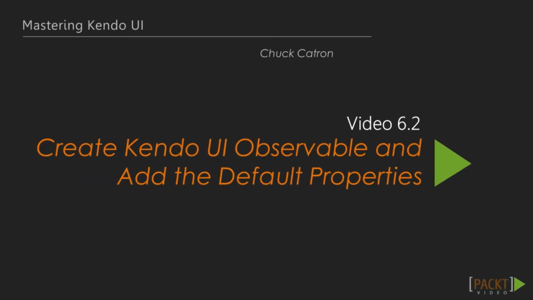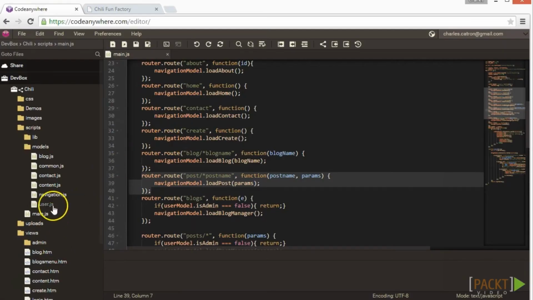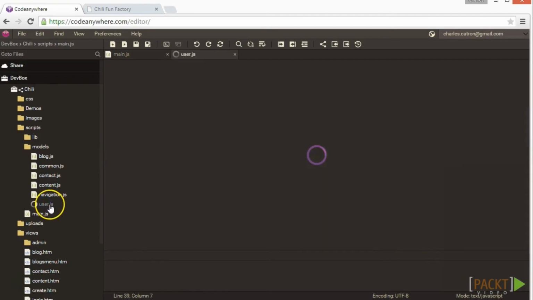In the last video, we created our registration page and put the form inputs on the page and hooked up the Bootstrap classes to make the form responsive. In this video, we will be adding fields to our user model to bring the form to life. Now we need to add properties to our model so that the registration page will actually work.